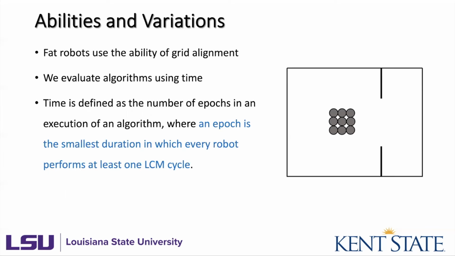Fat robots do have the ability of grid alignment in our paper, where that means the robots are initially aligned to an imaginary integer grid, as shown. The robots can, however, move from this grid at any point. It's just they are initially aligned to it. We evaluate our algorithms using time, where time is defined as the number of epochs in an execution of an algorithm, where an epoch is the smallest duration in which every robot performs at least 1 LCM cycle.